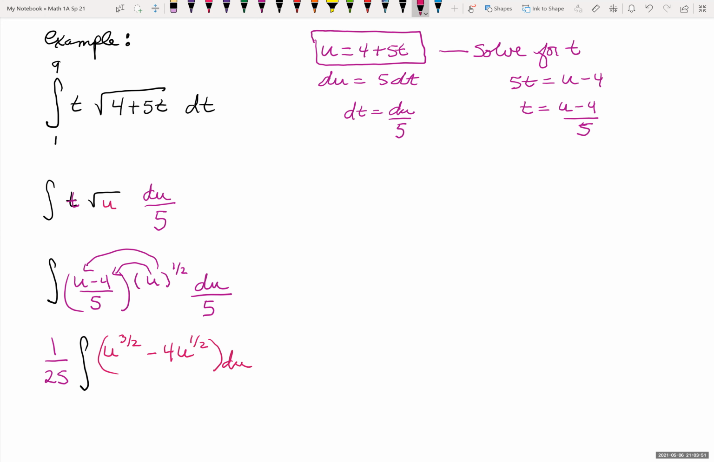So we can now either change our bounds or wait till the end. Let's change them though. If we change them, I'm first going to let t equal 1. So if we plug in 1 for t, I get 4 plus 5 times 1. So 4 plus 5 is 9. So u is equal to 9. So my bottom bound is 9. If t is 9, so plugging in 9 here, 5 times 9 is 45, and 45 plus the 4 out there is 49. So my u value is 49.